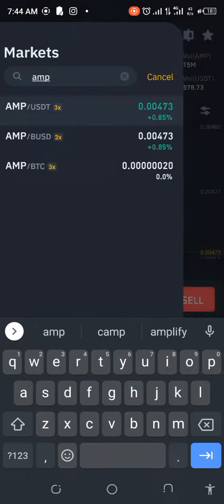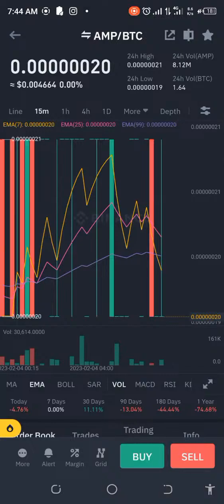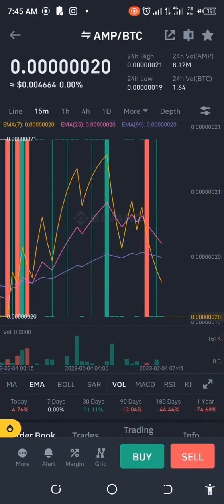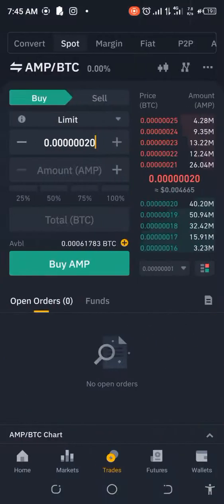Okay, we'll choose the one for BTC and just see. Okay, so we check and see. All-time low is 19, all-time high is 20. So let's just choose 0.0020. Let's choose that. Let's hope that that works.